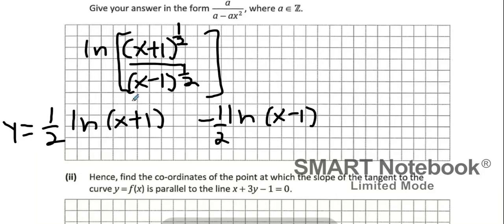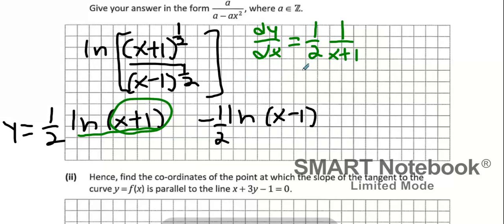Now here we go. We're going to differentiate this. You ready? So, what happens when you differentiate a log? 1 over what it is, which is 1 over x plus 1, yeah? Differentiate what it is. What do we get? Just 1. Okay.